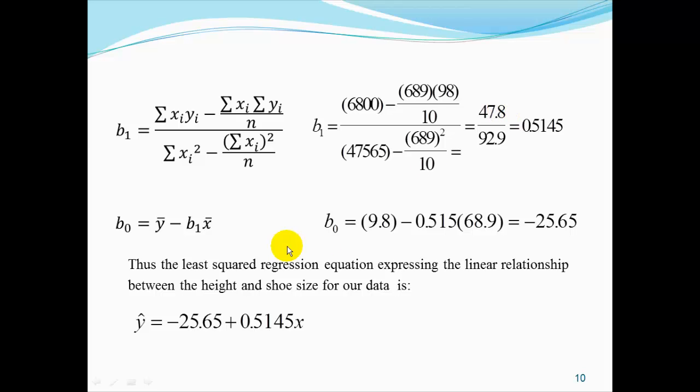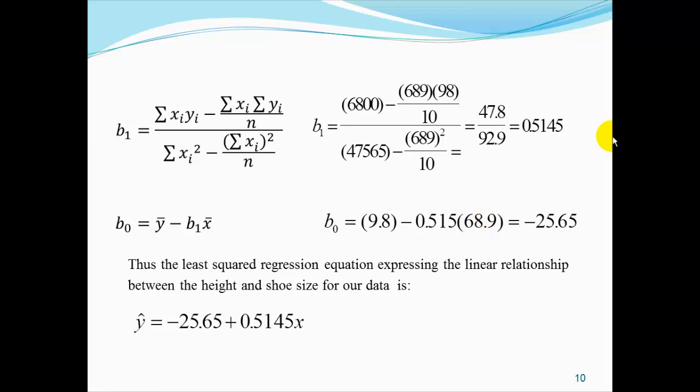Our B0 value is equal to our average y value, which on the previous slide is 9.8, minus the value that we computed for B1 here, which is 0.515. I rounded it off to 3 decimal places there, times our average x value, which on the previous slide is 68.9. If we calculate this, we'll obtain that B0 is equal to negative 25.65.